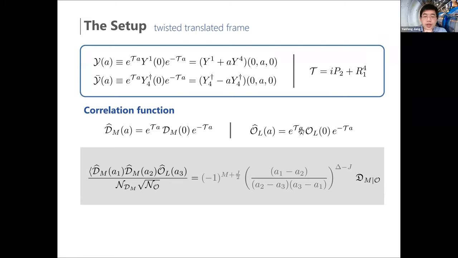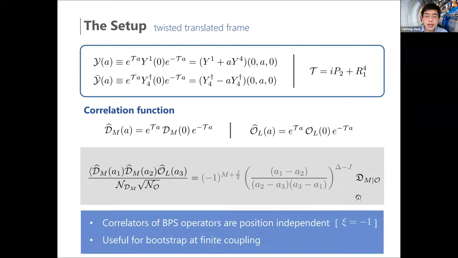And if you consider operators like this, say you take different values of a, which is the value of the twisted translation. So you take a1, a2, and a3, and you find that this is given by the following structure. So now you only have one number to compute, and we will be computing this number in what follows.